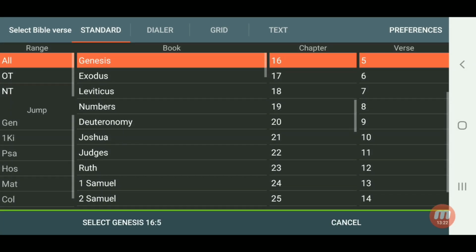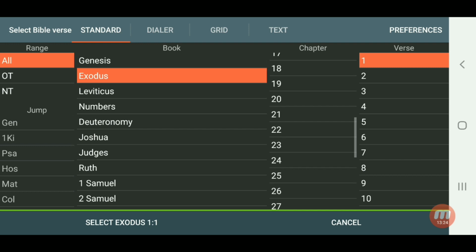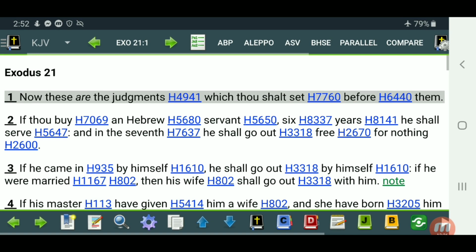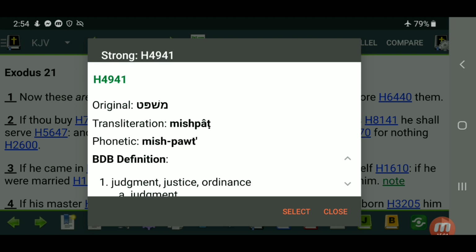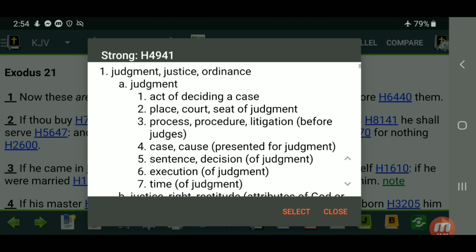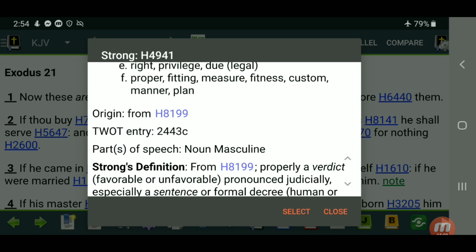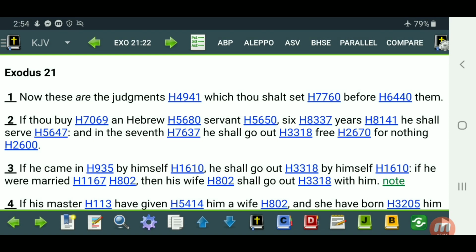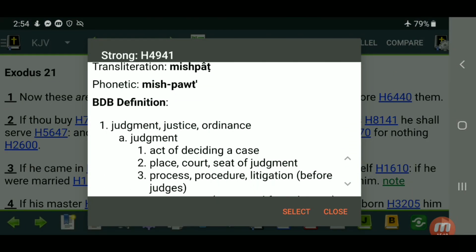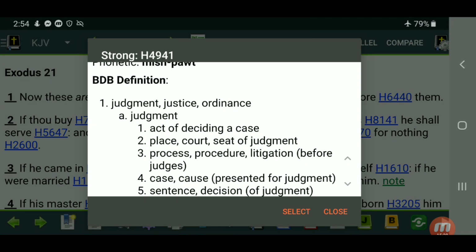See if I can find that real quick. Exodus chapter 21, we'll look at verse 1 and kind of speed through here. I was actually looking for Shaphat, but we see Mishpat, as I told you earlier, 4941 in the Strong's, comes from Strong's 8199, Shaphat. So Mishpat in Hebrew equals justice, judgment, ordinance, act of deciding a case.